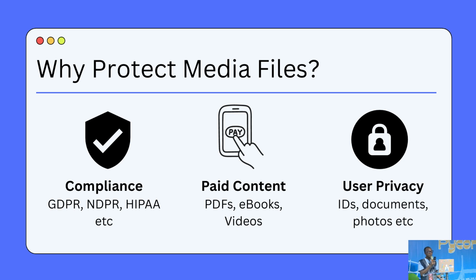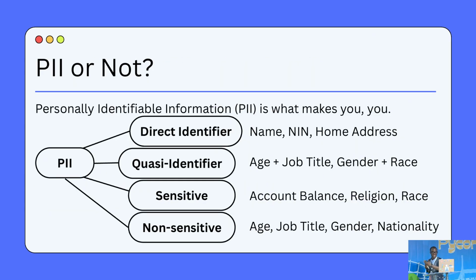So, talking about user privacy, there is a concept known as PII. Does anyone know the meaning of PII? Anybody? Okay, you can see it on my slide. But basically, PII is what makes you, you. So these are things like your name, your age, your title, your gender. PIIs are just data points that can be used to uniquely identify a person.